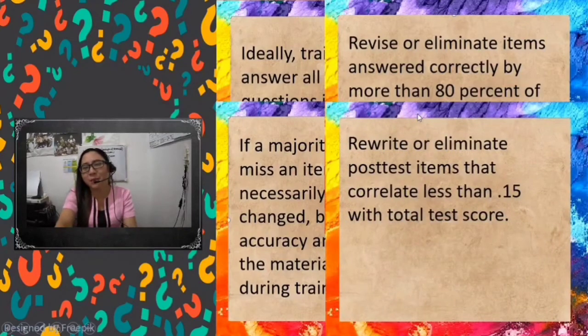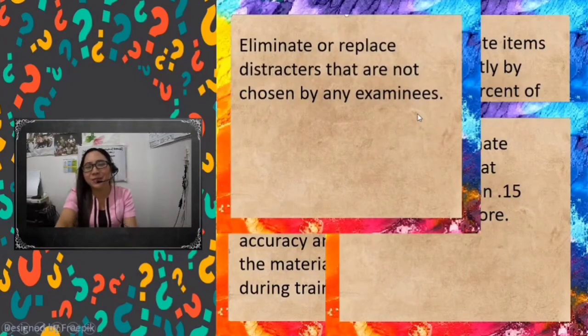Next is rewrite or eliminate post-test items that correlate less than 0.15 with total test scores. Rewrite or eliminate the post-test items. Eliminate or replace distractors that are not chosen by examinees. So we are wondering why that was not the one they chose. Maybe there is a possibility that the item is obviously not included in the choices, or it is not preferable among the choices. You would not choose it because it seems far from the answer. So with such distractors, you can no longer say that the student is confused about what to choose, because there is one item that they are sure is not the right answer.